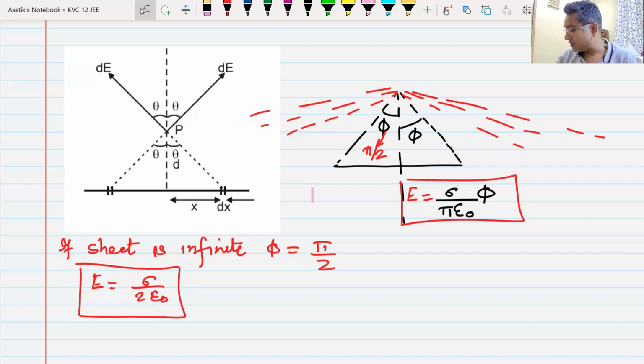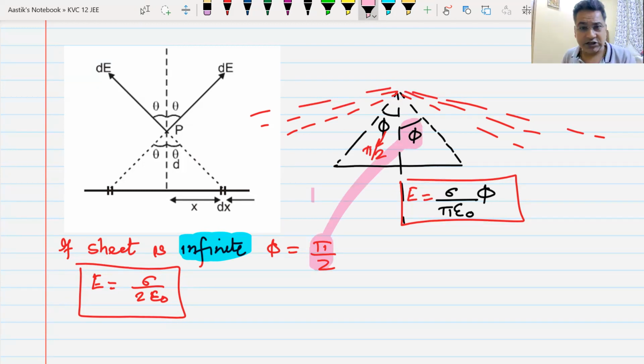Now, as soon as the sheet becomes infinite in both dimensions, so it is infinite in this dimension and also infinite in this dimension, that becomes your infinite sheet. The value of angle phi actually becomes 90 degrees for an infinite sheet. As soon as you put phi as 90 degrees, or pi by 2, remember, it should be in radians, you get the formula for an infinite sheet.